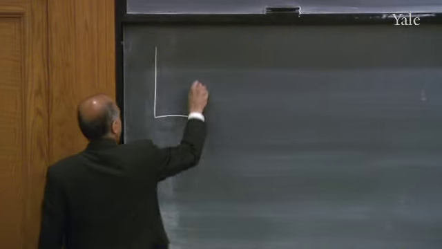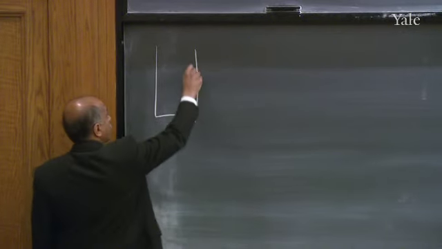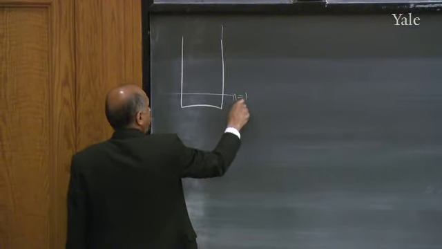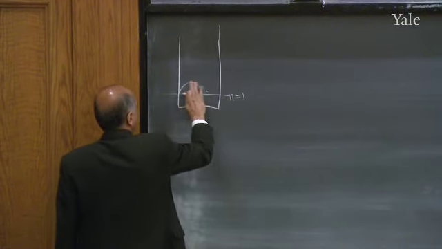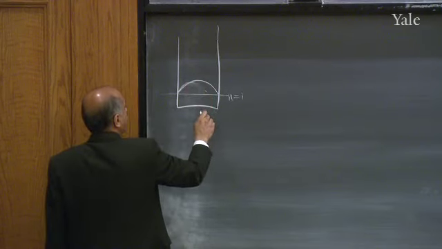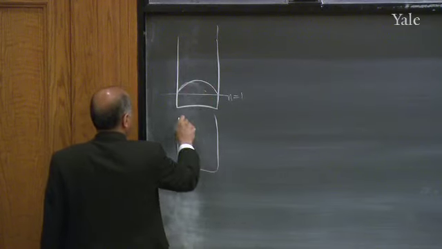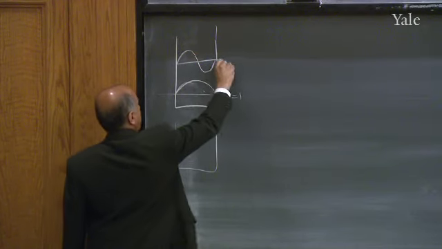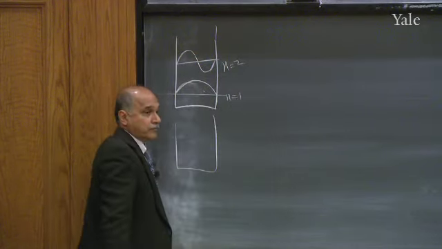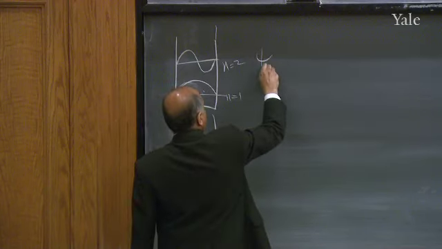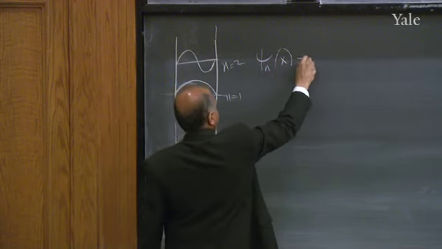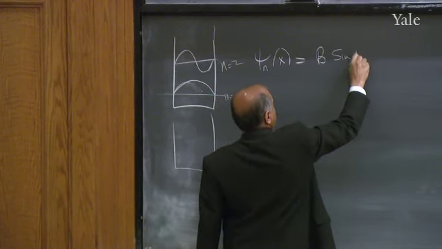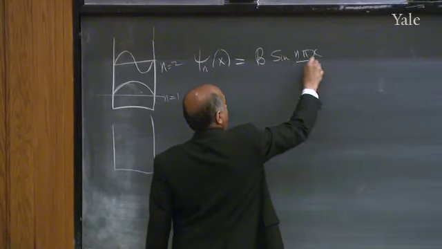So let's have a picture in our mind. Here is the well. It's going all the way to infinity. There is a state n equal to 1, and the function looks like this. Then there is a state, let me draw it right there. It looks like that, n equal to 2, and so on. The psi sub n, let me label the energy by n, is equal to some constant b times sine n pi x over L.